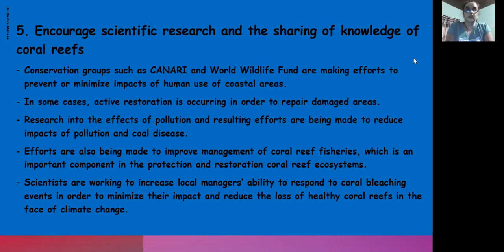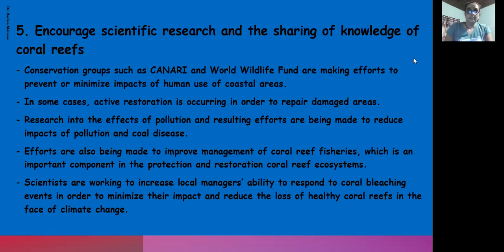Research into the effects of pollution and resultant efforts are being made to reduce impacts of pollution and coral disease. Efforts are also being made to improve management of coral reef fisheries, which is an important component in the protection and restoration of coral reef ecosystems. And we also see where scientists are working to increase local managers' ability to respond to coral bleaching. Okay, so that we can make sure that we have healthier coral reefs in the face of climate change.